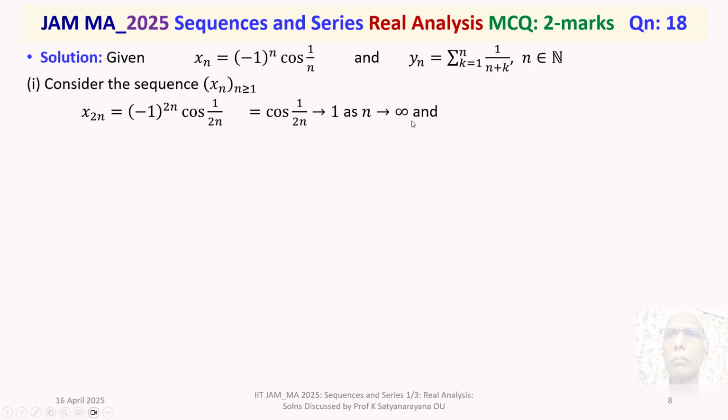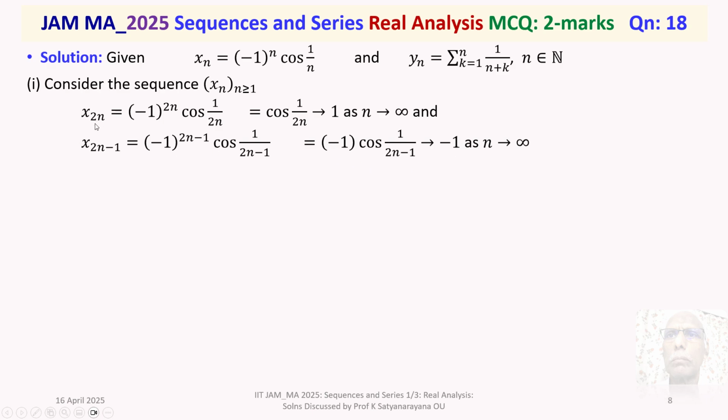Correct. Odd indexed one, x to n minus 1, is minus 1 to the power of 2n minus 1 into cos 1 by 2n minus 1. Minus 1 to the power of 2n minus 1 is minus 1 into cos of 1 by 2n minus 1. Now, as n tends to infinity, cos of 1 by 2n minus 1 tends to 1. 1 into minus 1 is minus 1.